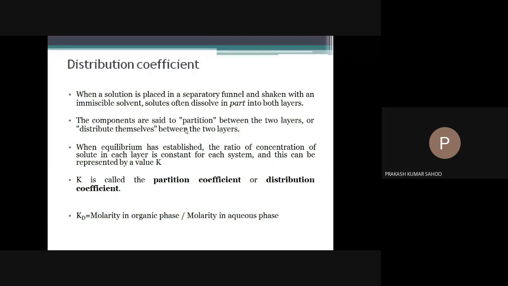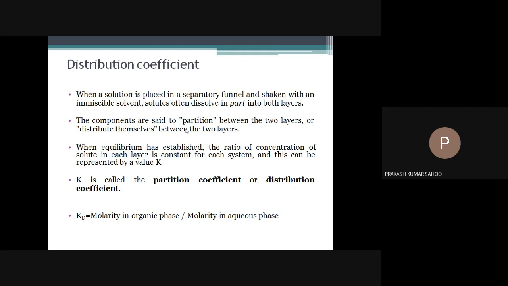Then we have distribution coefficient, which is very much important. And one thing you must remember, that solvent extraction or solvent separation is carried out on the basis of your phase rule. Different phases, in simple terms, the phase means the states: solid state, liquid state, or gaseous state. This is known as solid phase, liquid phase, and gaseous phase.